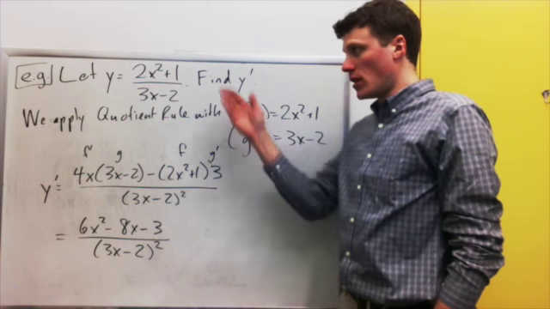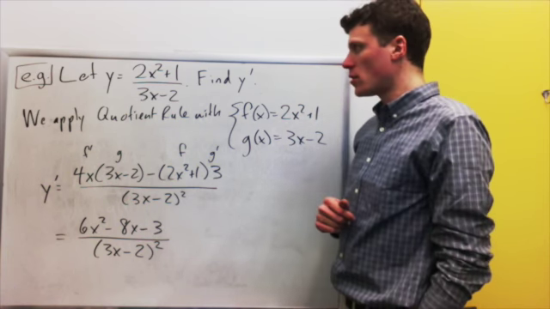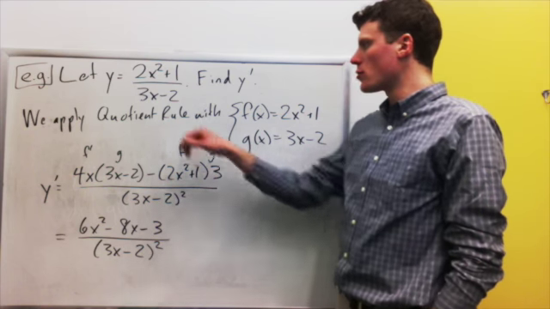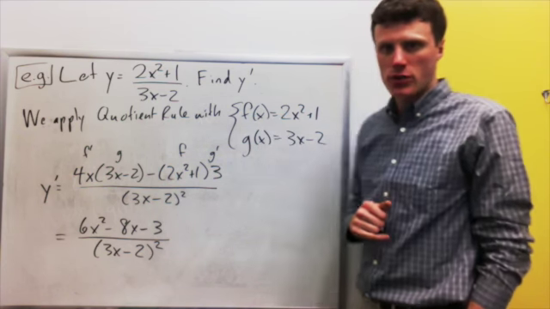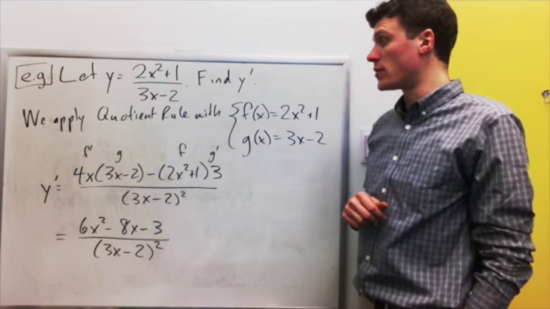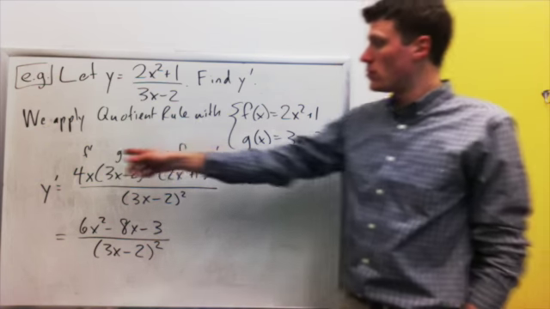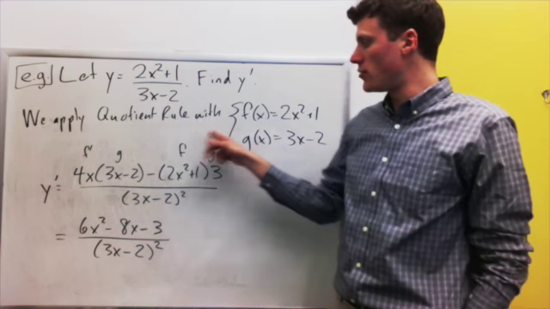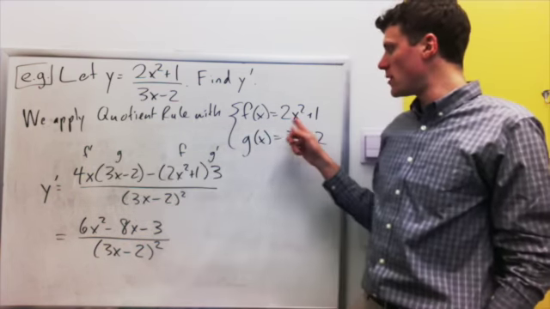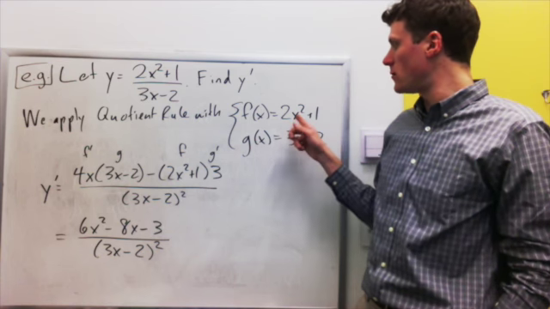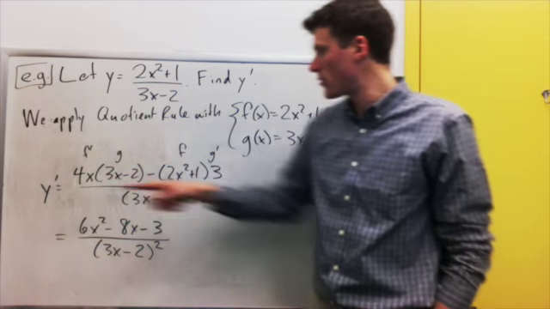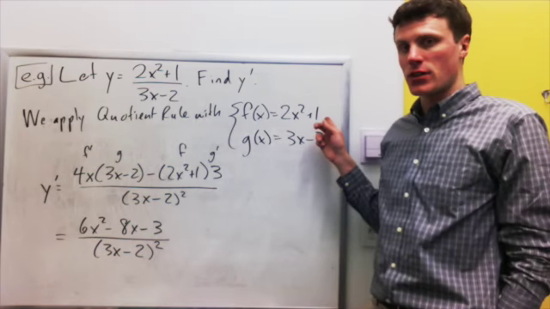So for example, let's let y be equal to 2x squared plus 1 over 3x minus 2 and find y prime. We're going to apply the quotient rule with f of x equal to the numerator, 2x squared plus 1, and g of x equal to the denominator, 3x minus 2. So we take f prime g minus fg prime over g squared. The derivative of f is, well, the power rule says the derivative of x squared is 2x. So we have 2 times 2x, which is 4x. And the derivative of a constant is 0.